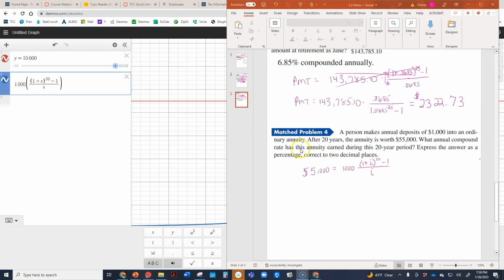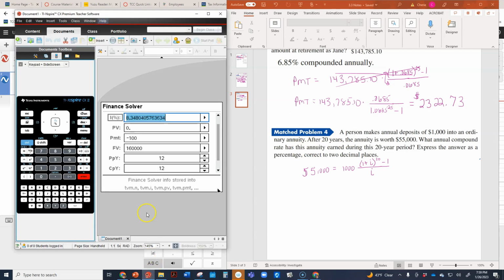So for this last example, the book doesn't even try to solve this out algebraically. It's possible, but it is extremely complicated because we've got an I on top and an I on bottom. So the first thing we'd have to do is multiply both sides by I, and then we would have to figure out a way how to get this I together with this I. And it's going to involve taking the 20th root. Yeah, it's very complicated.